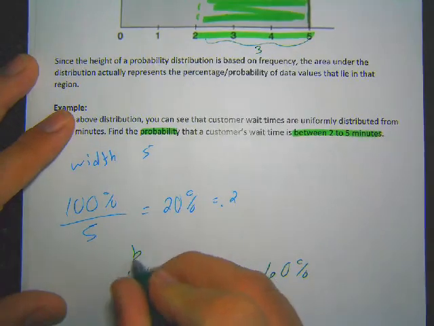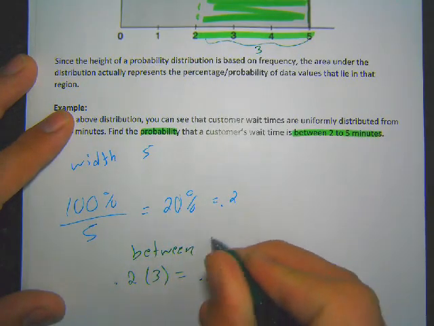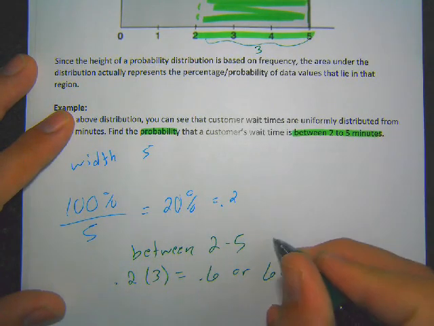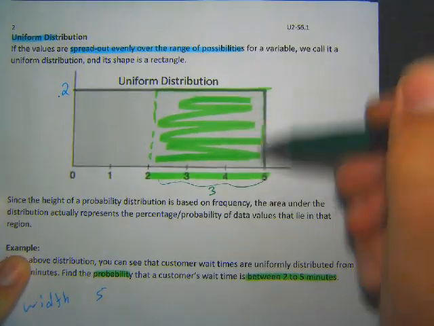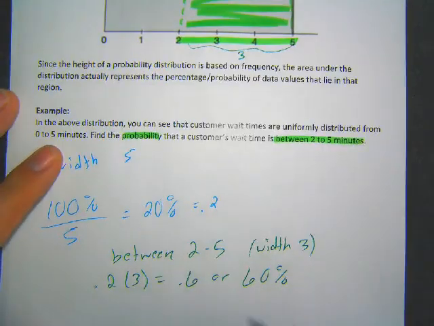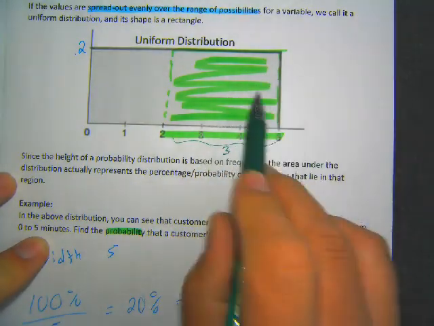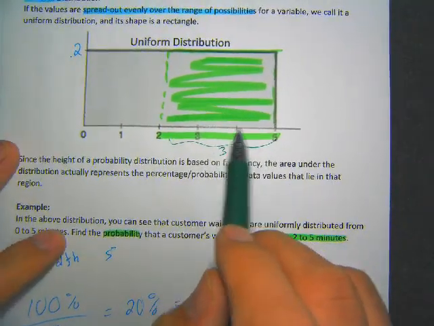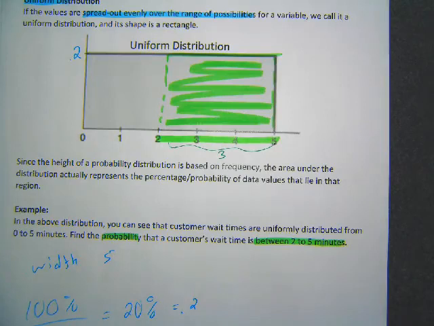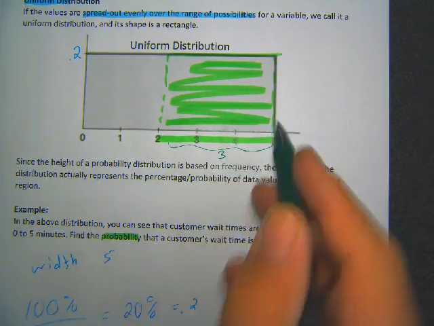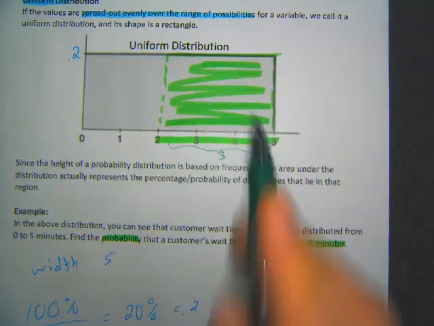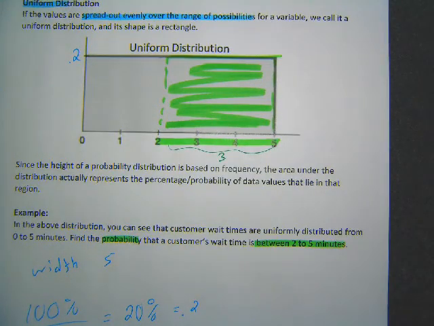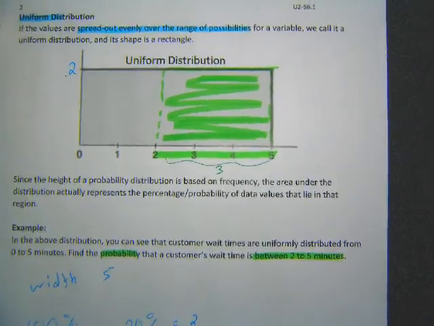So between 2 to 5, because it's a width 3, that's a space of 3, and the 0.2 height, that's actually 60%. So we can see, you know, 20, 40, 60% of the values are in that range. So what are the chances from this distribution you pick a sample that's between 2 to 5? Well, it's a 60% chance. 60% of the values are in that range. So this basic idea expands to any kind of distribution, not just uniform.